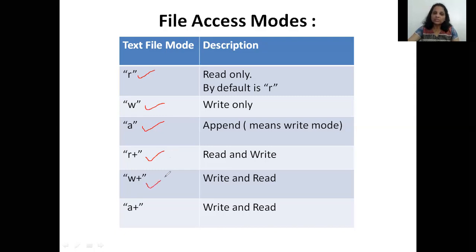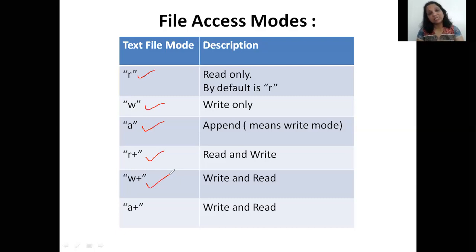Now w plus also allows me to write and read. Then what is the difference between r plus and w plus? In w plus, it has all the features of the write mode, which means if the file exists, it will delete its contents. Then you might think, what will I read after that? After you write something into it, it will probably allow you to read. But at the opening, if the file exists, it will delete all its contents.